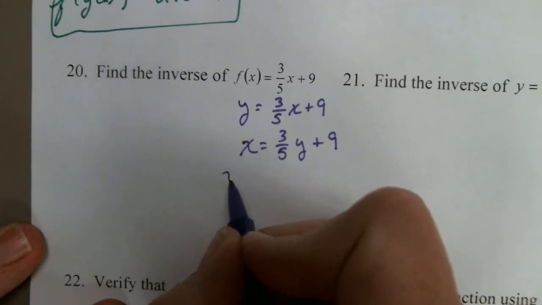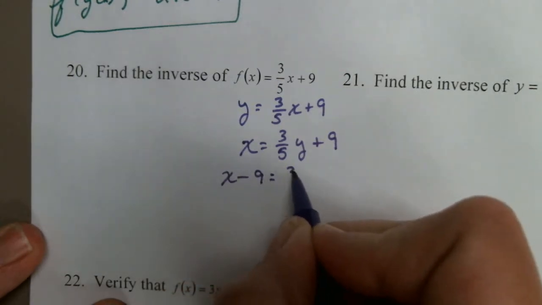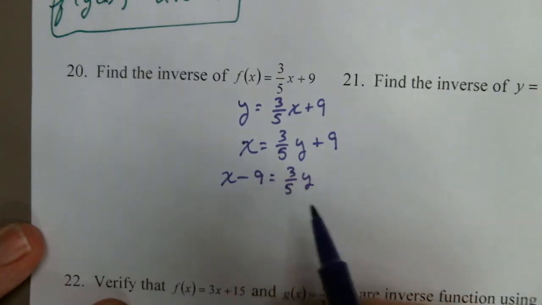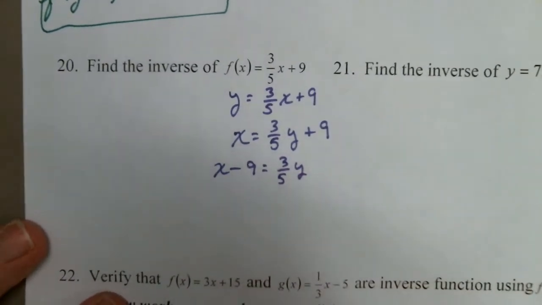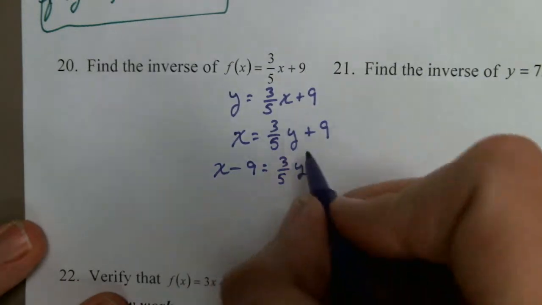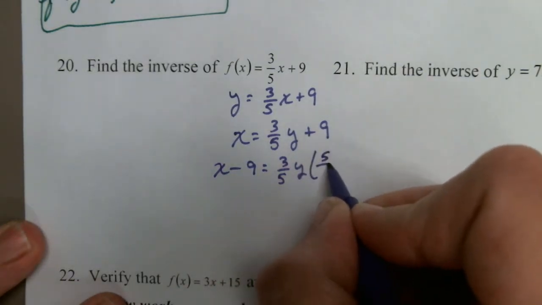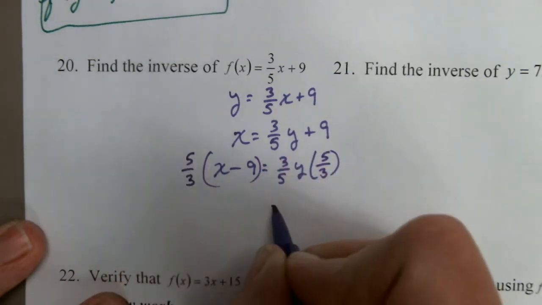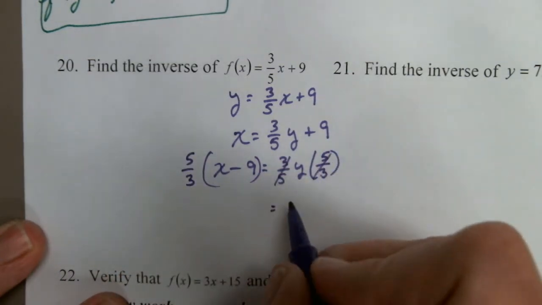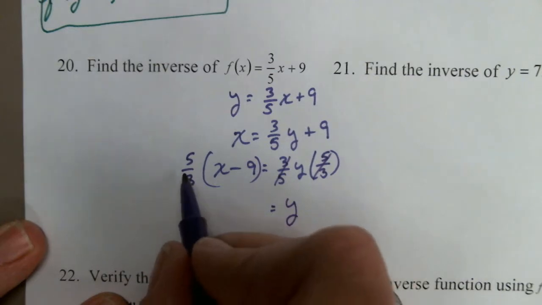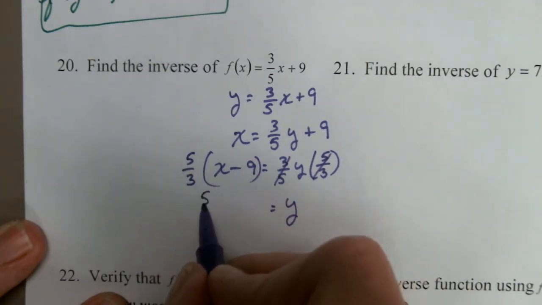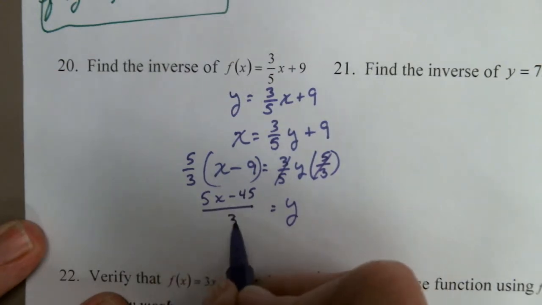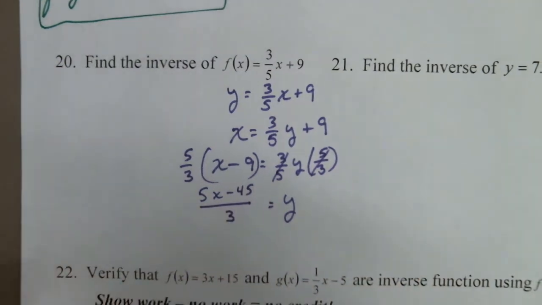So subtract 9. So x minus 9 equals 3/5 y. Okay, the last step, in order to get rid of this 3/5 in front of the y, I know some of you like to divide by 3/5, but I prefer to multiply by the reciprocal, 5/3. So the 5/3 and 3/5 cancel. And y equals, I'm going to distribute the 5x minus 45, and then put the divided by 3 in the bottom. Okay, so that's still in equation form.